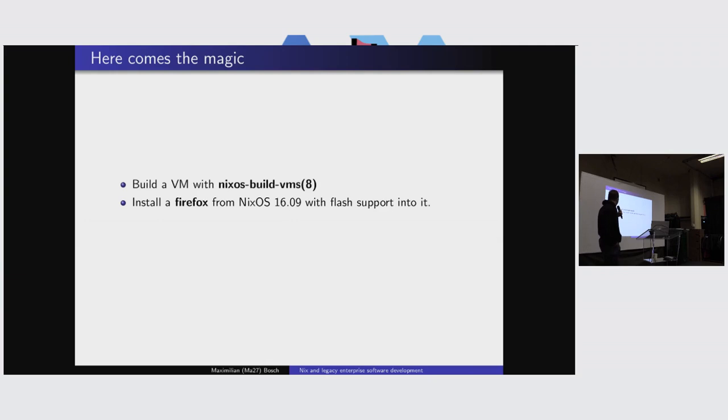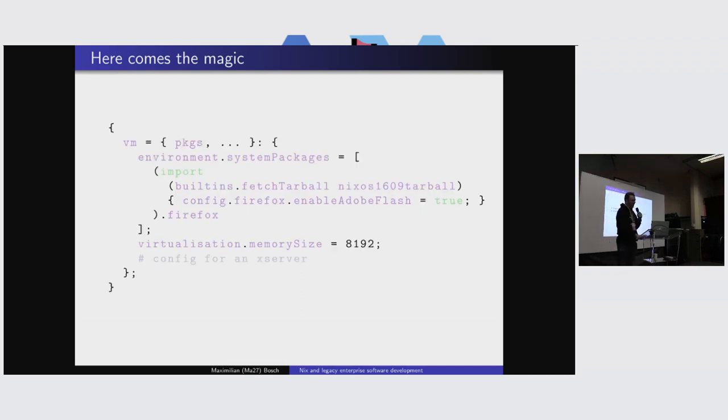And I decided to use NixOS build VMs. That's basically a small wrapper on top of the testing framework that Linus already told you about. And the idea was to build a recent NixOS VM and just install a Firefox from 16.09 into it, because back then we still had Flash support in it. And that's basically most of the magic.